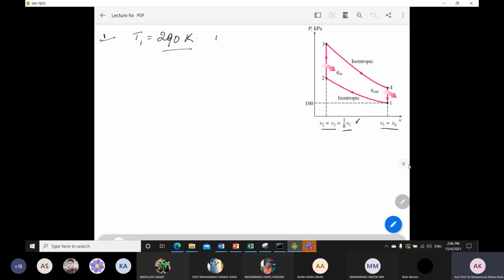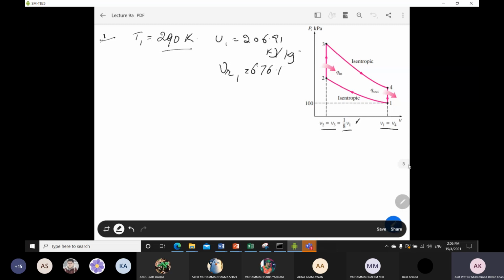So from the thermodynamic table, you get the U1 value, which is 206.91 kilojoule per kg, and your relative specific volume is equal to 676.1. So these are the state 1 properties. Now we have to find the temperature and pressure in all the states, that is 1, 2, 3 and 4, so that we can understand the temperature and pressure ranges, and then we will easily find the internal energy at all the states.